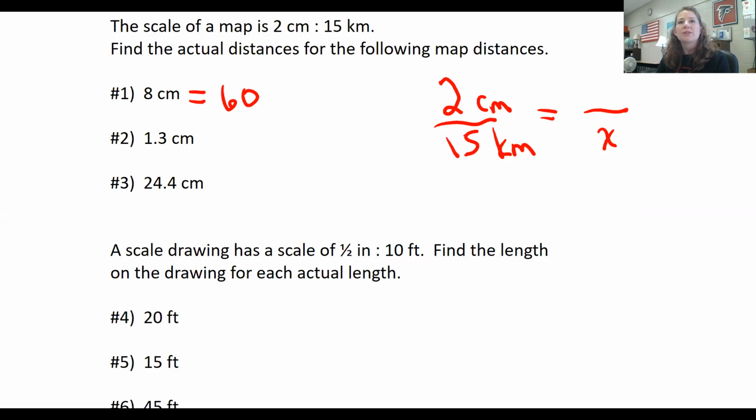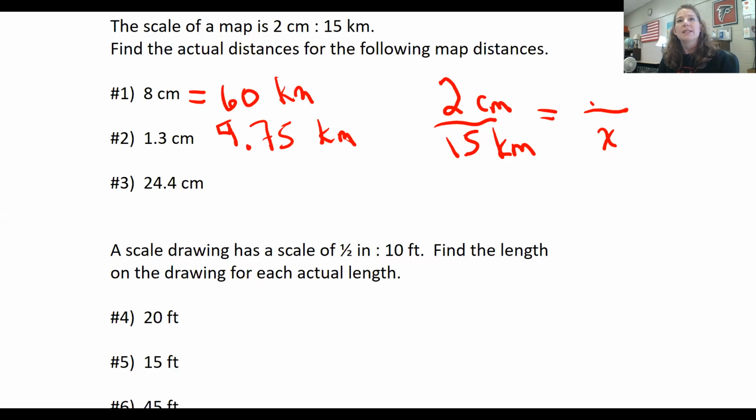So 1.3 goes here. We're going to cross multiply 15 times 1.3, and then divide that by 2, and we get 9.75. And I should always label my units. 9.75 kilometers, 60 kilometers. And then finally, the last one is 24.4 kilometers.